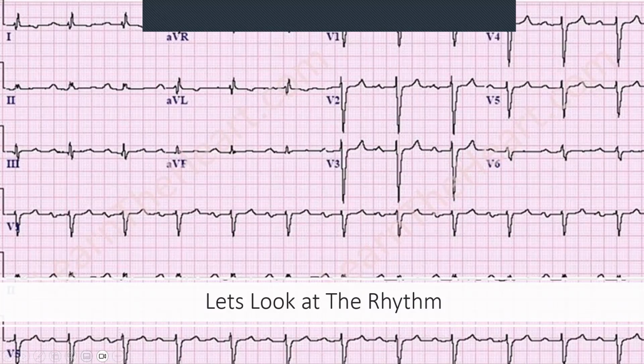Okay, they're borderline. But that's not important. It's actually a left bundle branch block. We won't get into it. Let's just say they're narrow for argument's sake. And are they regular? They are regular. So what's happening?